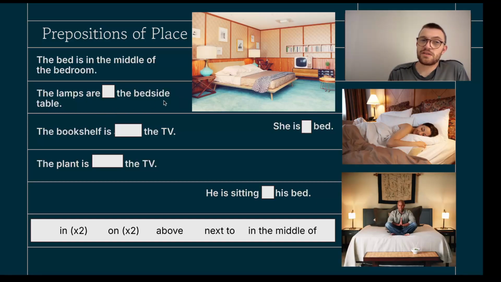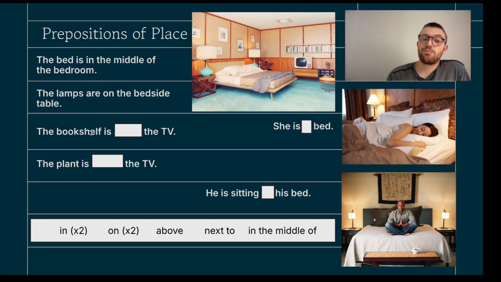The lamps, here we got these lamps, these lights that are next to the bed. The lamps are the bedside table. This should be the bedside tables because there's two tables. The lamps are on the bedside tables.